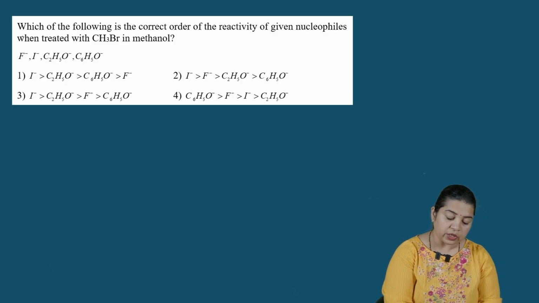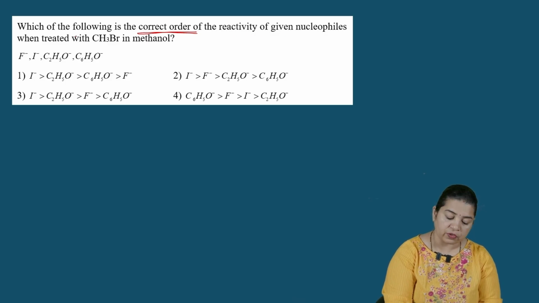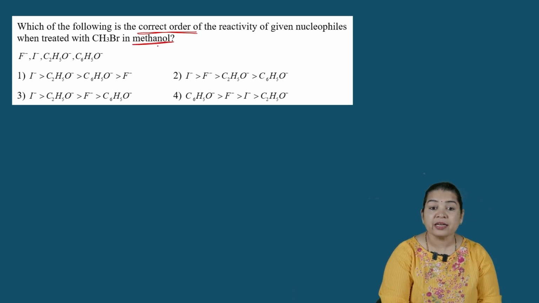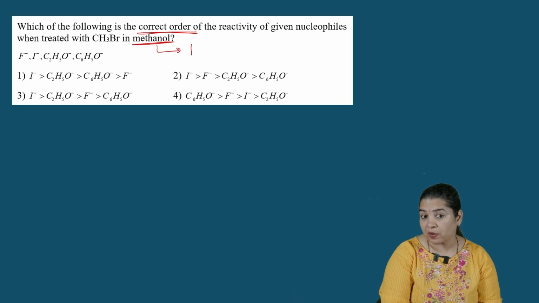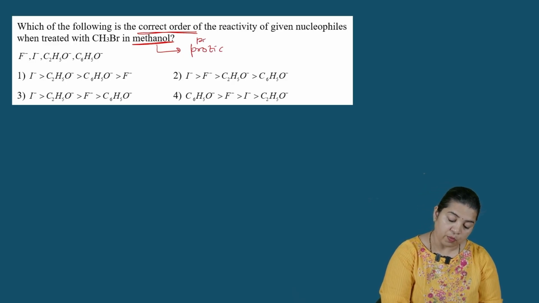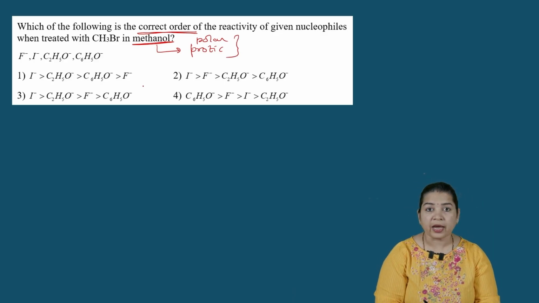Okay, moving to next. Which of the following is the correct order of the reactivity of given nucleophiles when treated with CH3Br in methanol? I am underlining methanol because it means they are asking under polar protic solvent conditions, right?